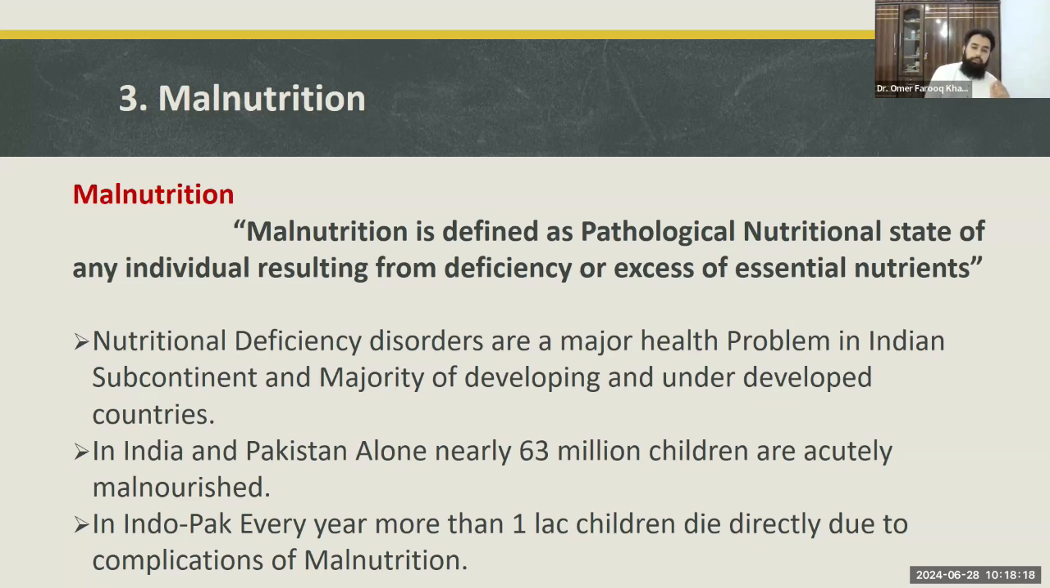So if documented cases are 1 lakh, there must be undocumented cases, so the figure must be 2 lakh. In Indo-Pak alone, every year more than 1 lakh children die directly due to complications of malnutrition. A child is simply malnourished, he develops diarrhea and he dies on the third day. A child who is previously healthy, normal in weight and build, with no history of any nutritional disorder, will not die from simple diarrhea. But if a child is extremely malnourished, that child may get severely ill and eventually die of simple diarrhea just because of being malnourished.